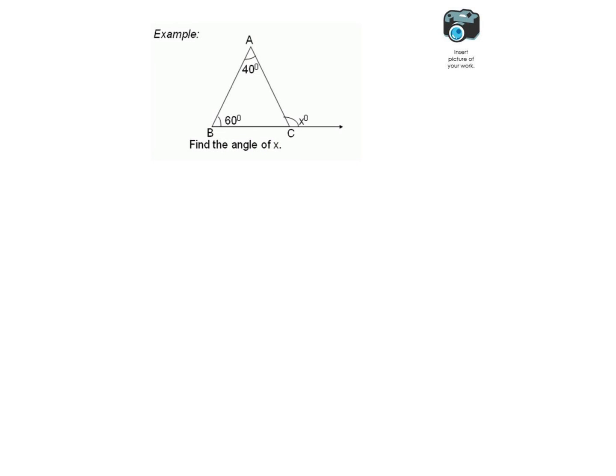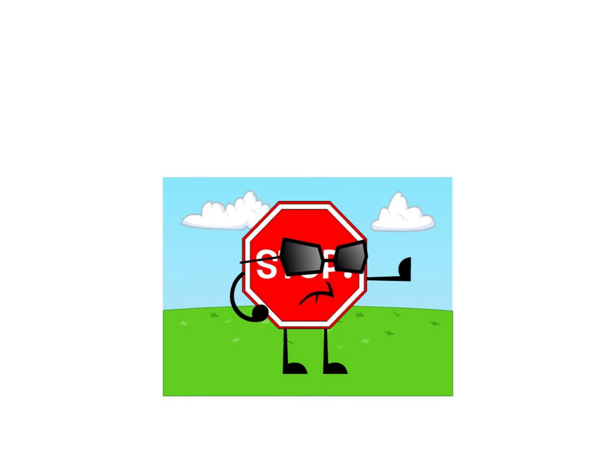All right. Find the angle of x. I could do it in two steps. I can add these two together, subtract them from 180. That gets me this one. And then subtract that from 180 and that gets you your x. Or I can remember my property. This exterior angle is equal to the sum of the opposite angles. So I know x is equal to 100 degrees. And that's the end.